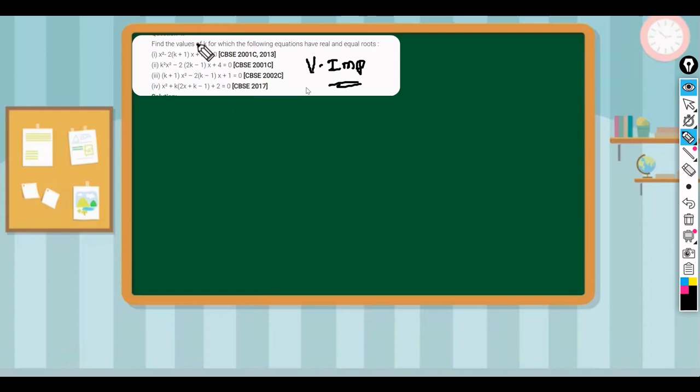Let's see what is the question here. They are asking you, find the values of K, and the equation have real and equal roots. They have given a condition.